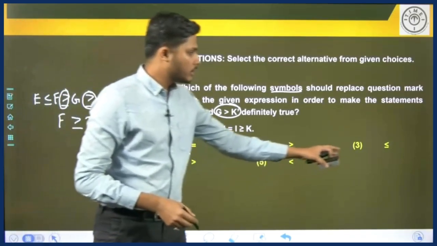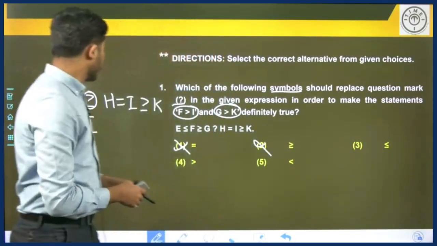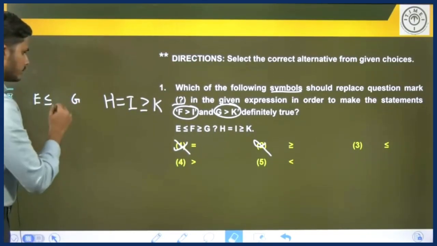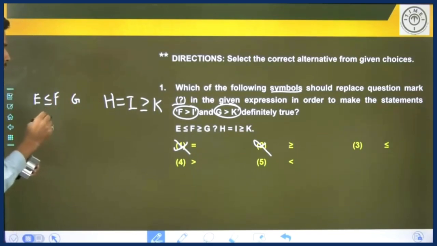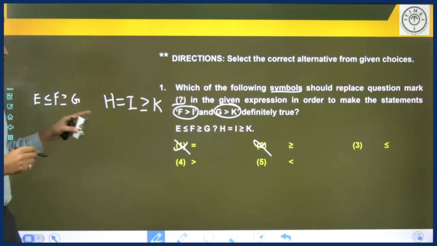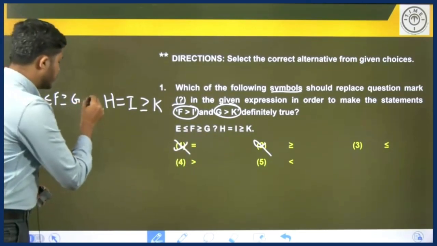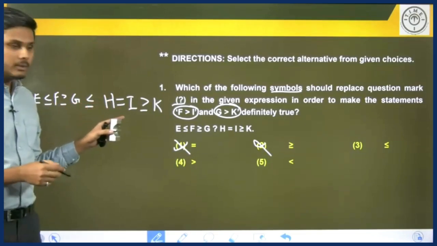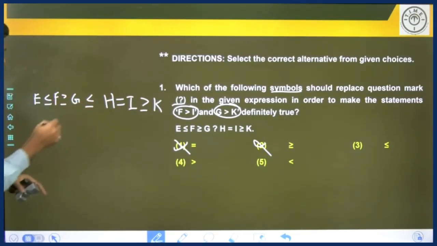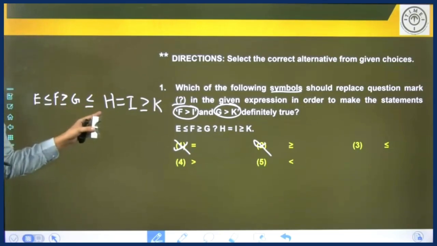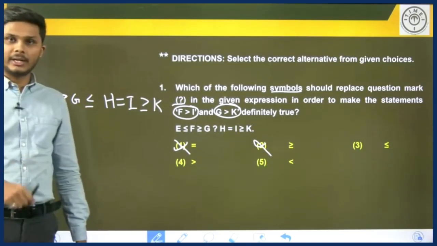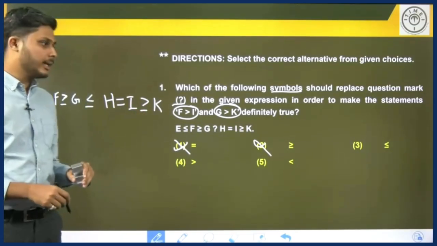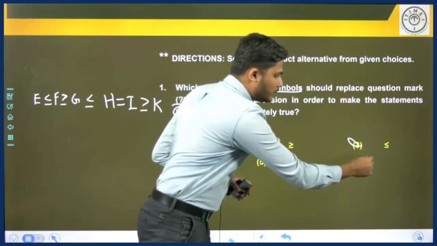Now let's look at the third option, which is less than or equal to. So let's replace the question mark with less than or equal to, f is greater than or equal to g, and g less than or equal to h. Here you can see the relation between g and h. Since the symbols are opposite, no relation between f and h can be determined, which means no relation between f and i can also be determined. Hence option 3 is also eliminated.